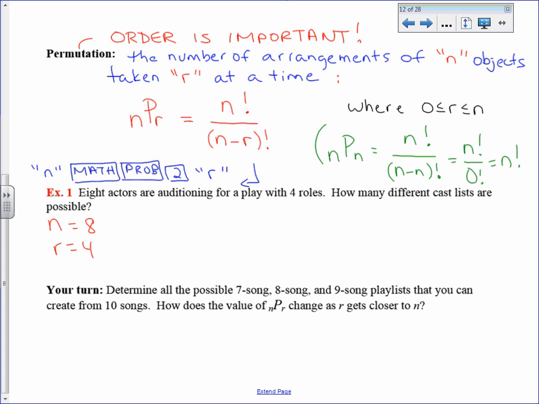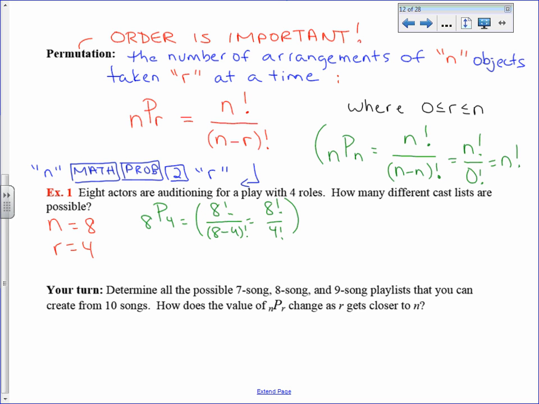As a permutation, it's 8 pick 4, which is equal to 8 factorial divided by 8 minus 4 factorial, which is 8 factorial over 4 factorial. I'm showing you that that's what 8 pick 4 actually means: 8 factorial over 8 minus 4 factorial, which gives you 8 factorial over 4 factorial.